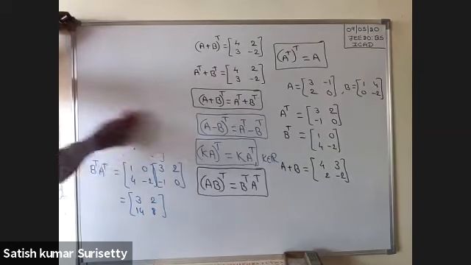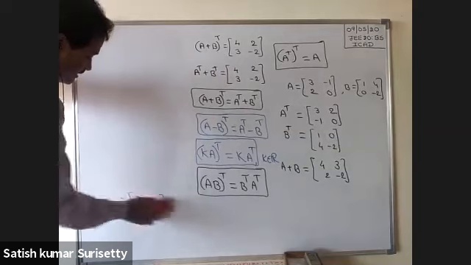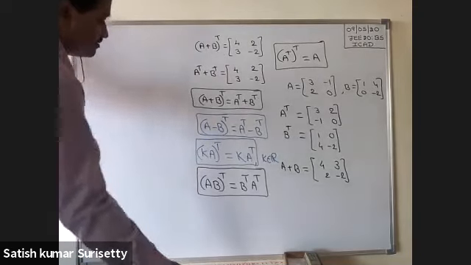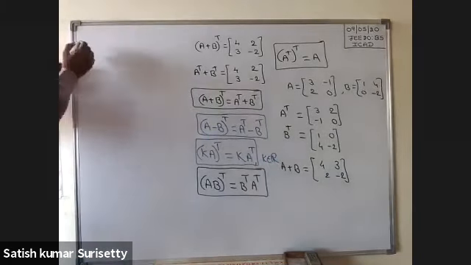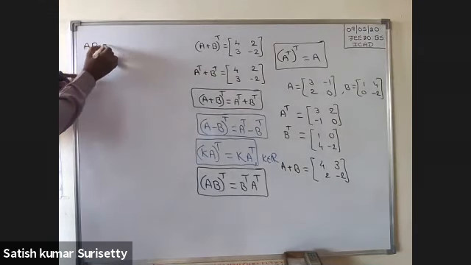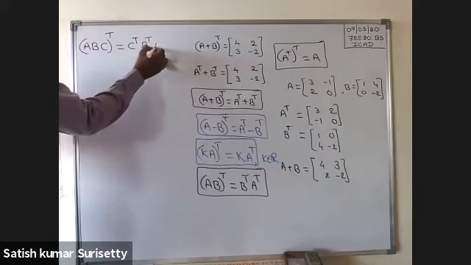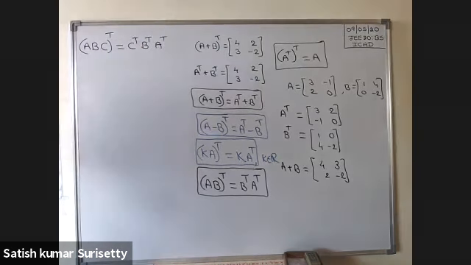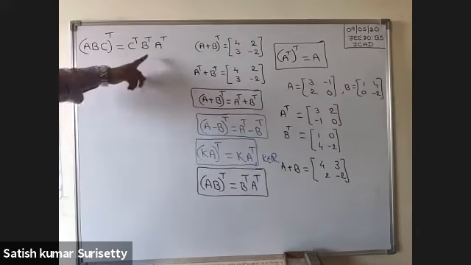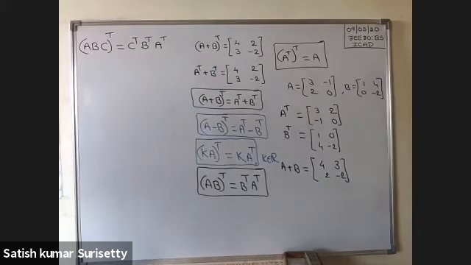This property can be extended to more matrices. That is, if you have three matrices A, B, C defined, then ABC whole transpose will be equal to what? C transpose, B transpose, A transpose. That is, transpose of the product is always the same as the product of their transposes in reverse order. This is a very important property, you have to remember.